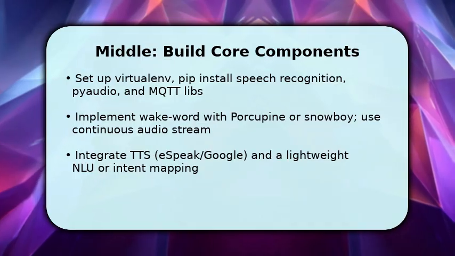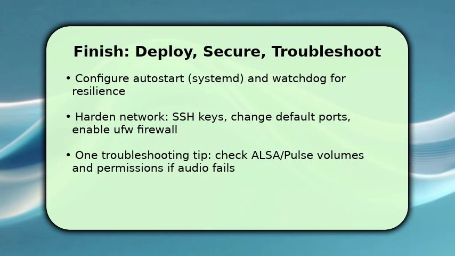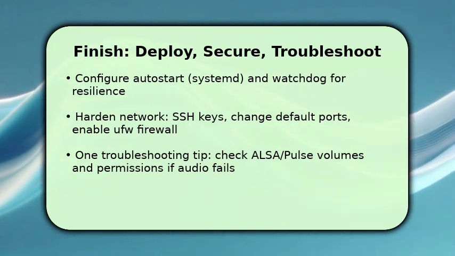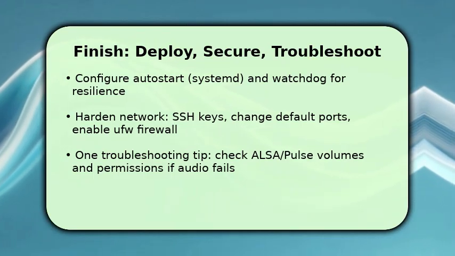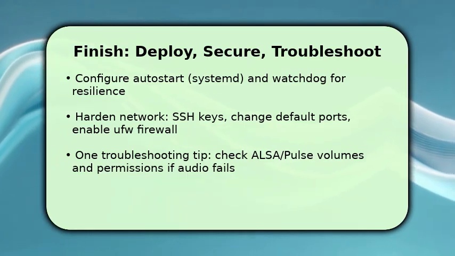To finish, configure your assistant to run on boot with a systemd service and add a watchdog to restart on failure. Secure the device. Use SSH keys, change default credentials, and enable firewall rules so only necessary ports are open. Once done, test remote commands and local intents thoroughly.